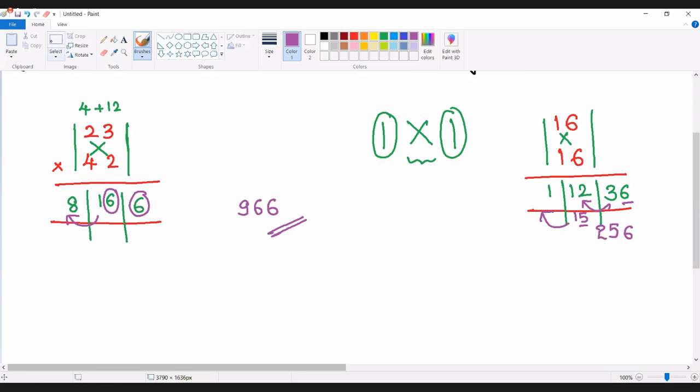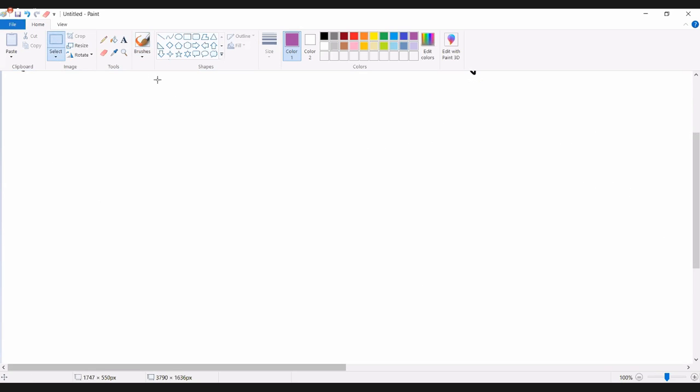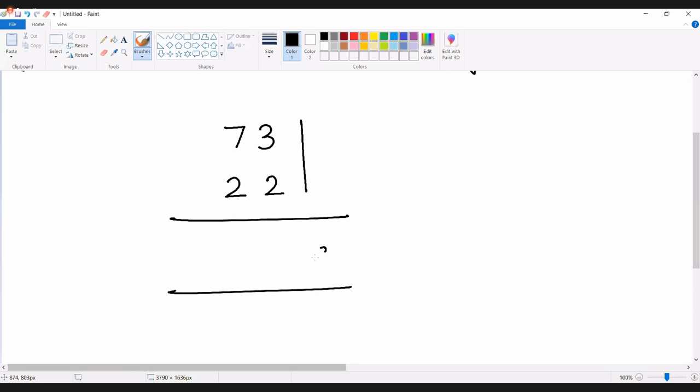So like that we can find out the product of any 2-digit number with another 2-digit number. We'll do one more example question so that we can move on to the other module. For example, I have the number 73. I just need to multiply 73 with 22. How can we do it? 3 into 2 is going to be 6. 7 2s are 14. 3 2s are 6. 14 plus 6 gives a result equal to 20. And 7 into 2 gives a result equal to 14.